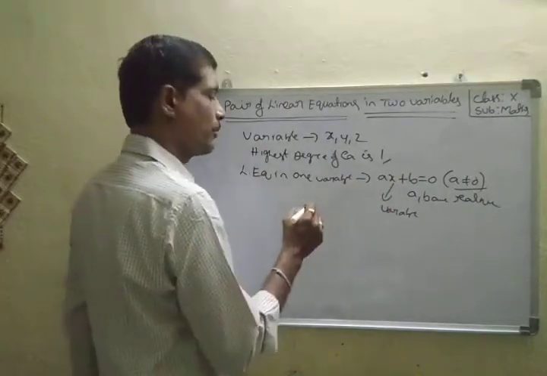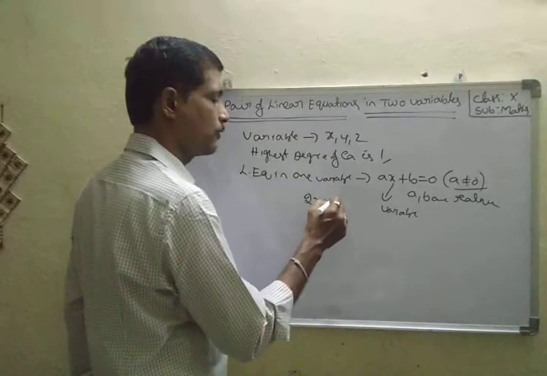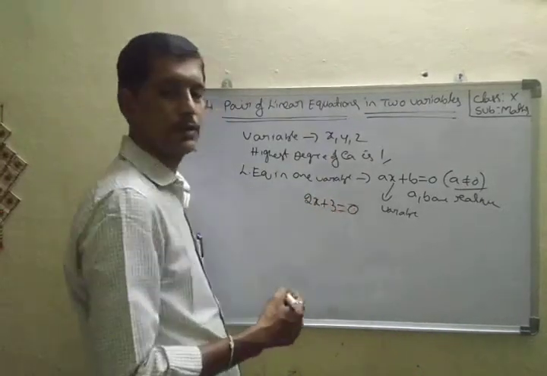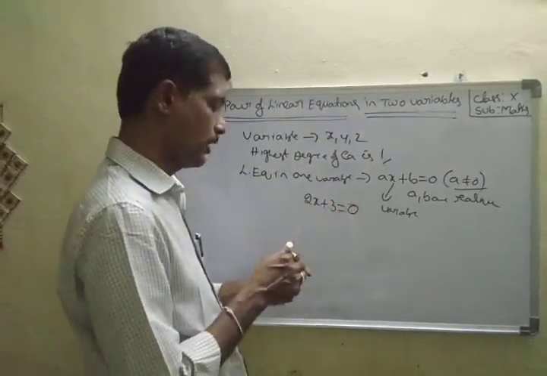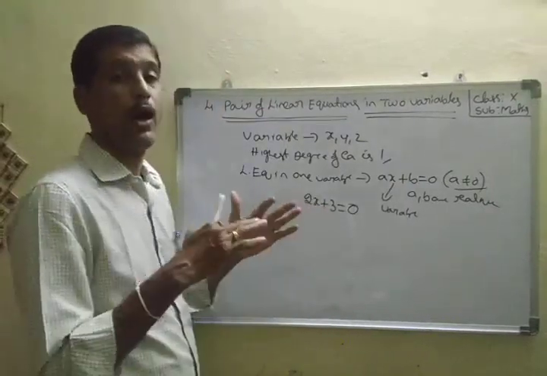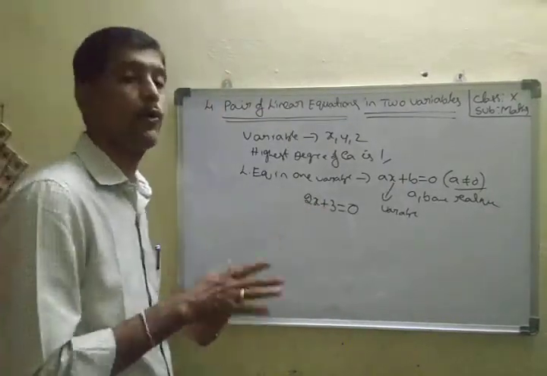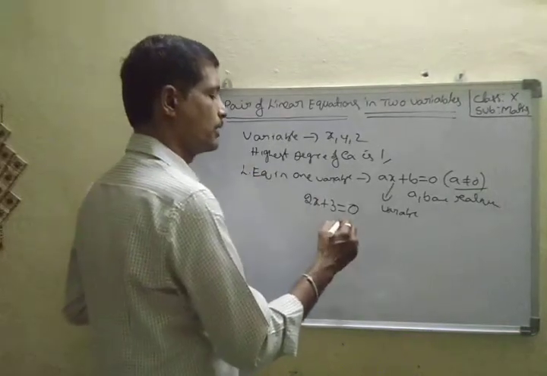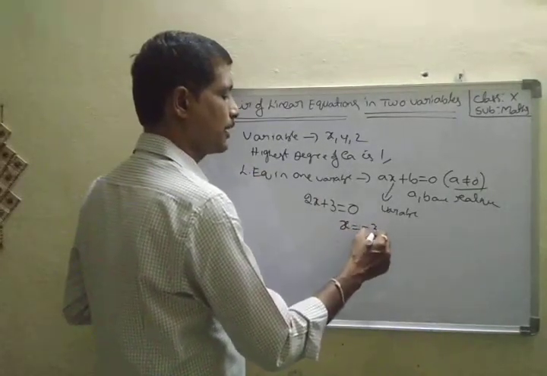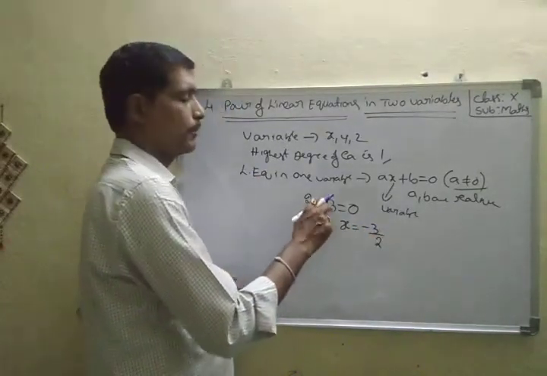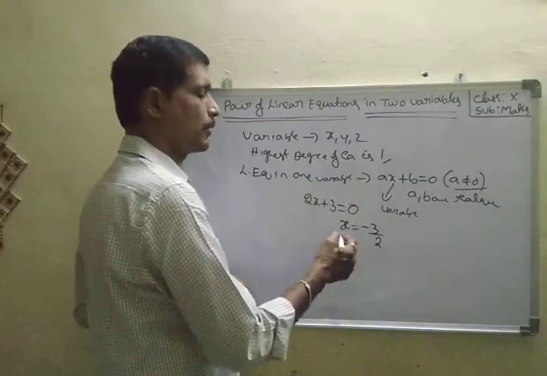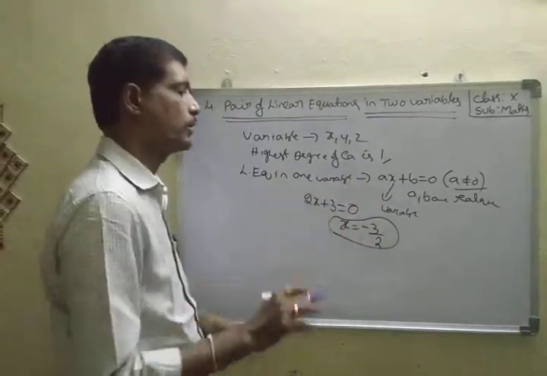Example: 2x plus 3 equal to 0. That is a linear equation in one variable. How many solutions does this equation have? Only one solution. 2x equal to minus 3, x equal to minus 3 by 2. That is only one solution, no other solution.